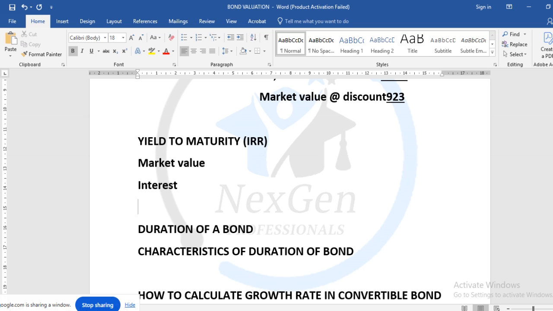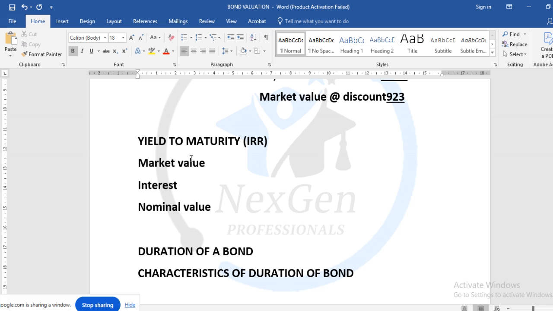Then what do you need? Market value, interest, you need the nominal value. Then the number of years is also very important.